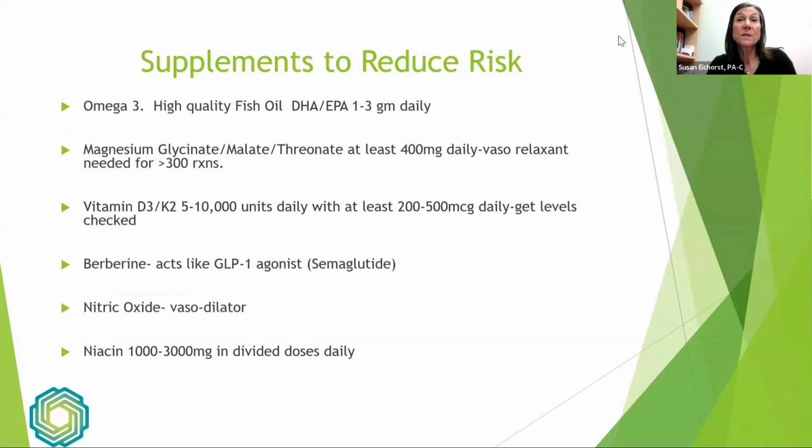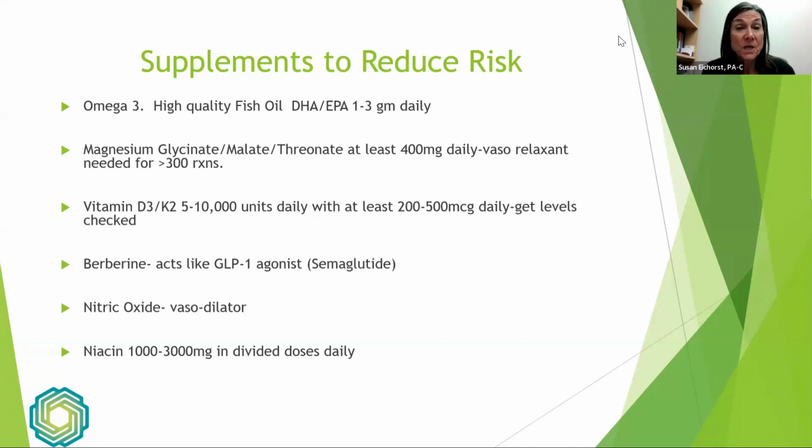Magnesium is another supplement that's really under-recognized and very diminished in most of us. Magnesium glycinate is probably the easiest tolerated, along with malate and threonate. At least 400 a day. You want this in divided doses because it is utilized in stress, and so you can use up a lot of magnesium pretty quickly and just not have any back in reserves. So if you keep supplying that, it works as a vasorelaxant and is used in over 300 different reactions in the body. So magnesium is important for all of those.